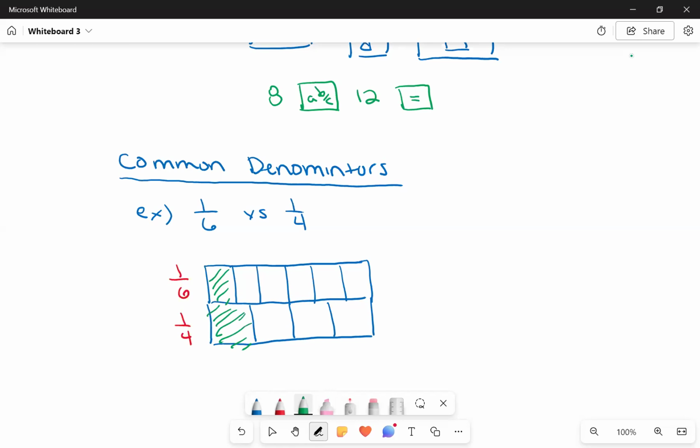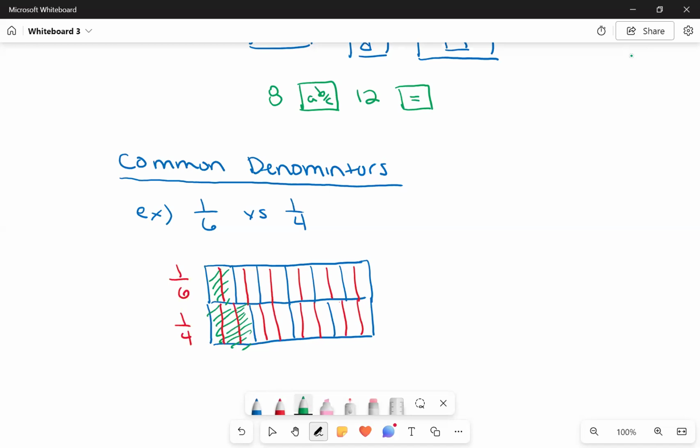But what we can do if students have a hard time with that visualization or maybe aren't able to draw such nice pictures, you can create common denominators. In other words, if I take all of the 1/6s, or the 6 pieces, and divide them in half, and then the 4s, if I divide them into thirds, basically I'm breaking both fractions and thinking of them in terms of 12 pieces as opposed to 4 or 6 pieces. Now it's a little bit more obvious.